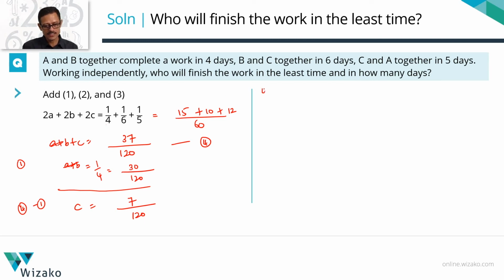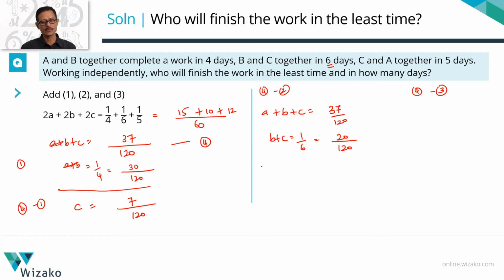Just going to run through the same exercise. In the next step, I'm going to do 4 minus 2, and in the third step, it's 4 minus 3, and we'll find out what we get. Equation 4 is A plus B plus C, which is equal to 37/120. Equation 2 is B plus C is equal to 1 by 6. Let's rewrite it to have the same 120 as a denominator. So that's going to be equal to 20 by 120, multiplying both by 20.